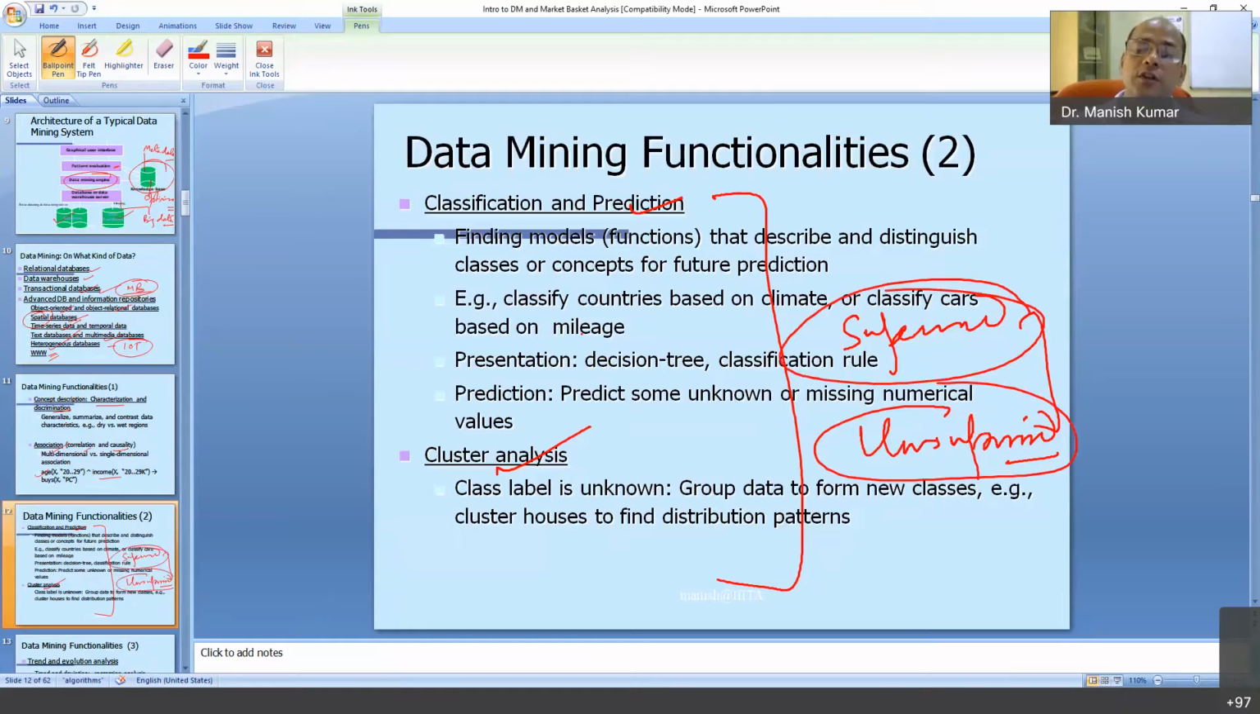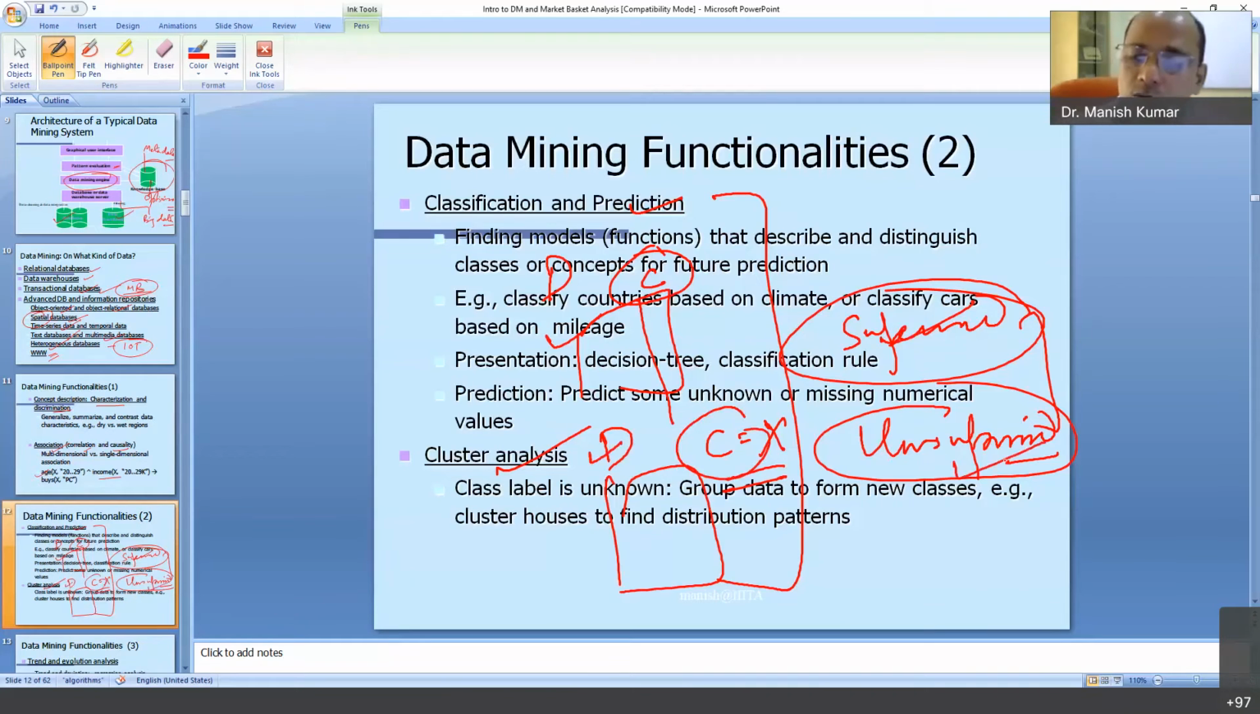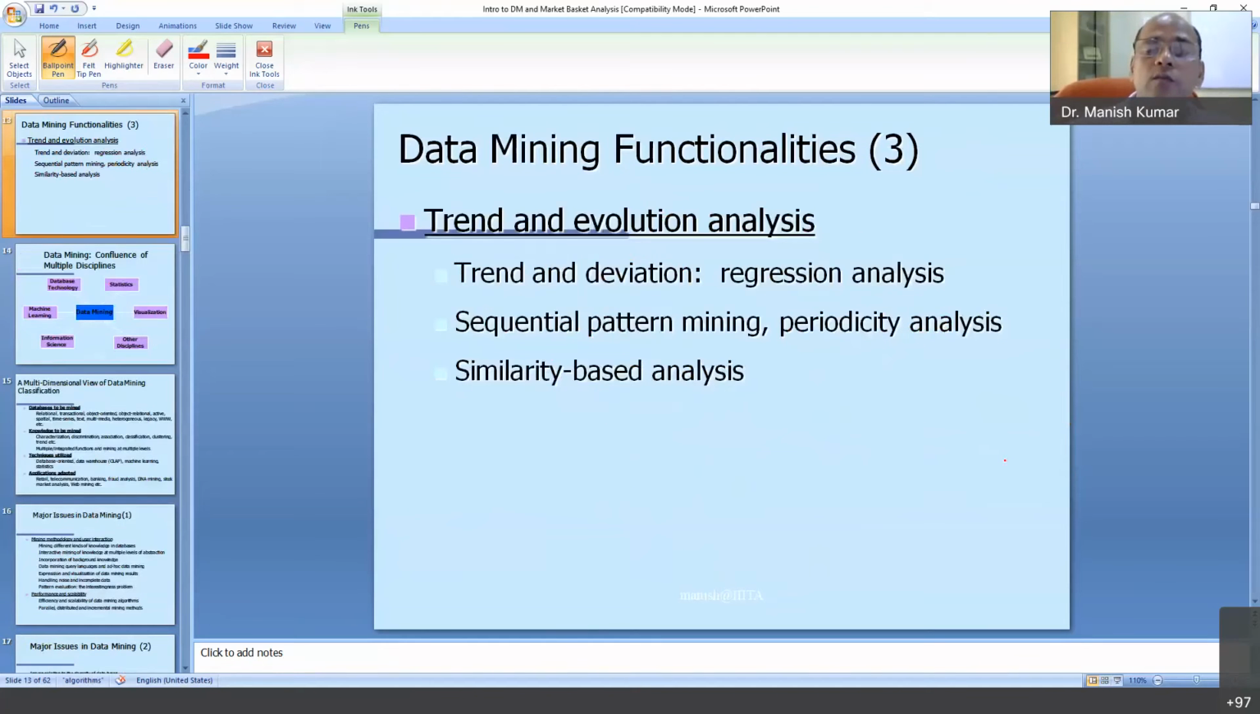Supervised learning deals with data where the classes are known, whereas in the case of clustering, the classes are not known. So if data has classes, you can go for supervised learning, whereas if data does not have class labels, you can go for unsupervised learning. That is the difference. You have trend and evolution analysis as well, where we do regression analysis, sequential pattern mining, and similarity-based analysis. So a lot of things you could do.